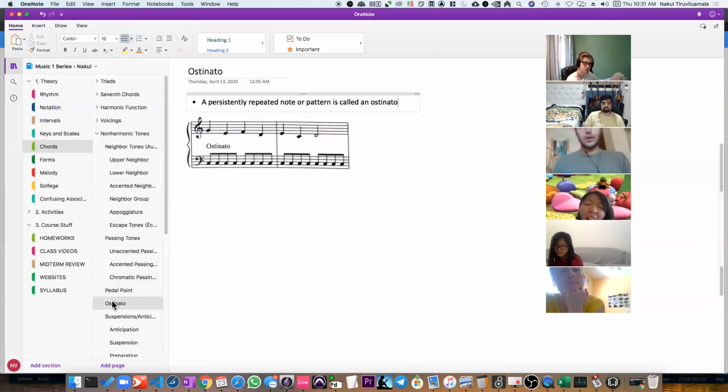Ostinato. It's a persistently repeated note or pattern. Okay, so what you have is here. That's an ostinato. That's a repeated note, but you can have an ostinato like this.